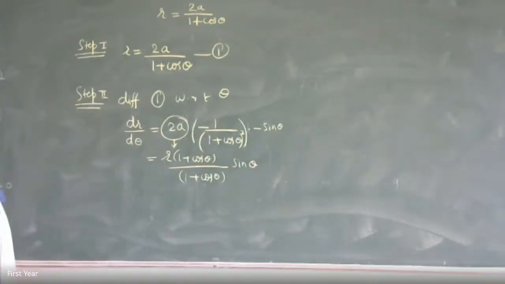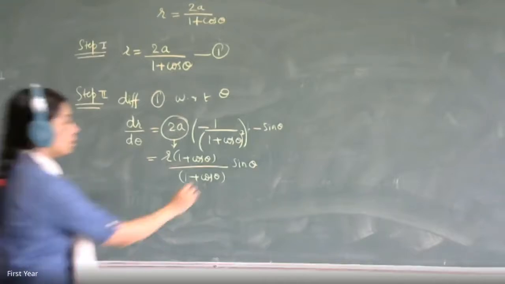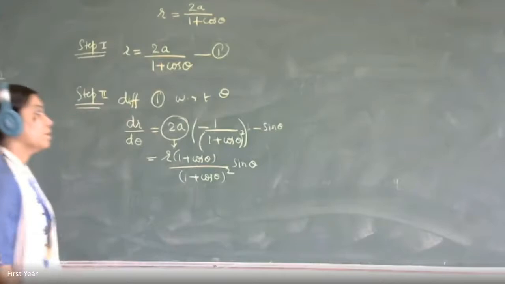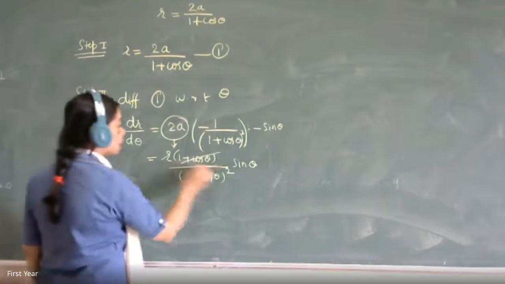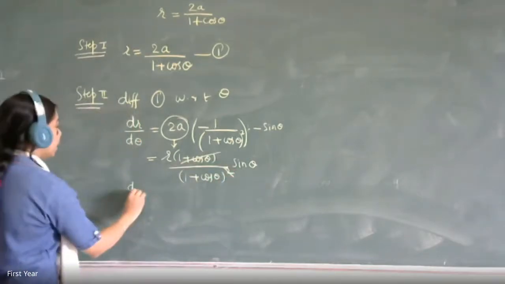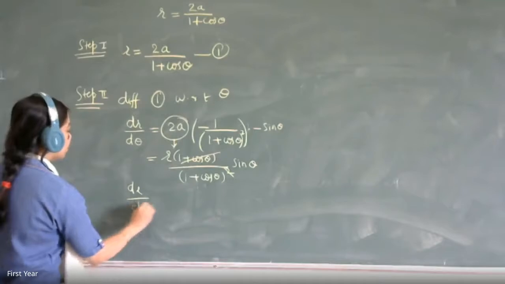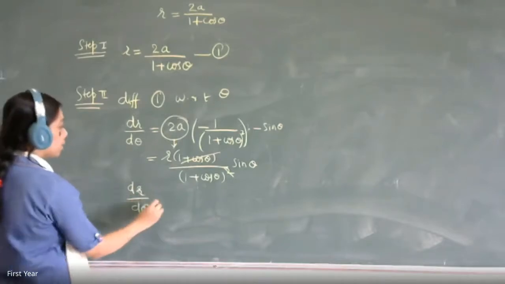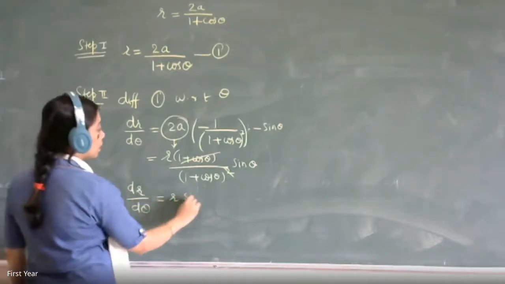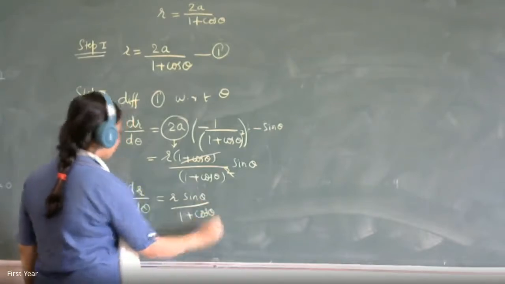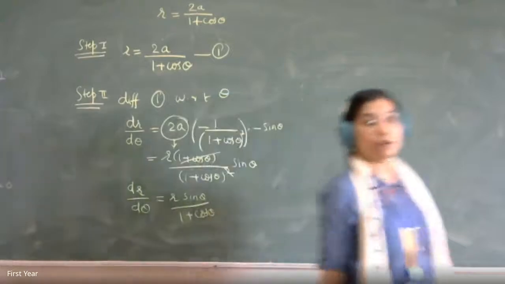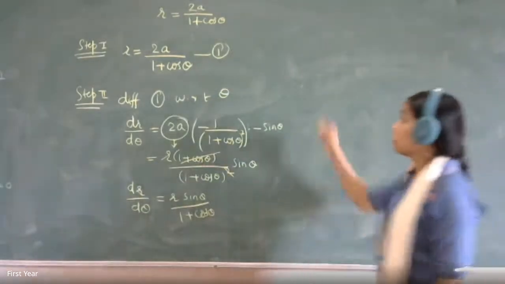What is the derivative of 1 upon 1 plus cos theta? Minus 1 upon 1 plus cos theta square. So one of the terms will get cancelled and you will be left with dr by d theta equal to r sin theta upon 1 plus cos theta. What's the trigonometric formula of 1 plus cos theta? We can simplify it here.